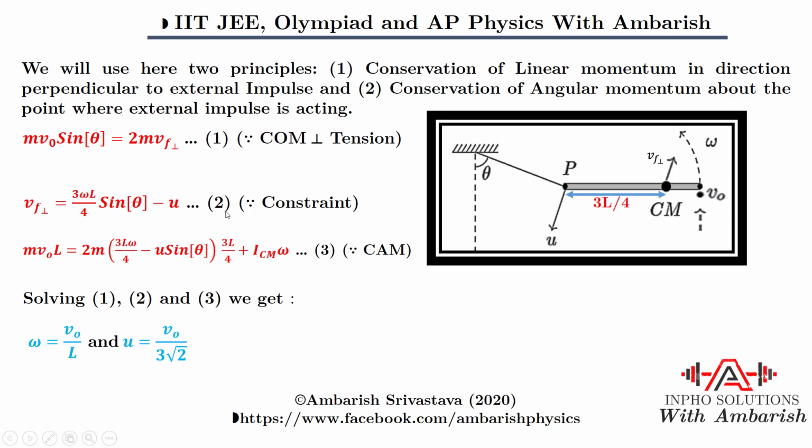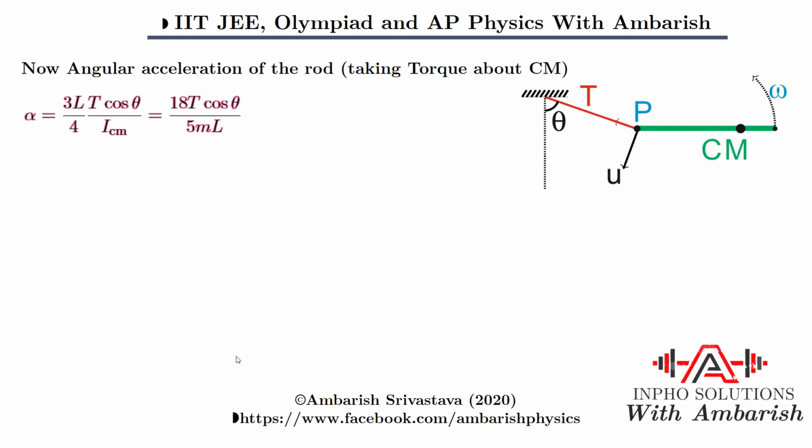Now we have these three equations, and if we solve these three equations, we can get the value of omega and u very easily just by solving this system. Vf perpendicular you can eliminate from this, and then just from 2 and 3 you can get the value of omega and u. So you get omega as v0 by L and u as v0 by 3 root 2. These two are not the final answer, but we'll be utilizing this data for getting the final answer. So let's see how we can calculate the tension. That's our real question, how to find the value of tension in the string. Okay. So now what we can do, consider the torque.